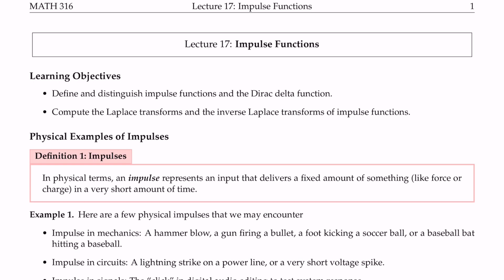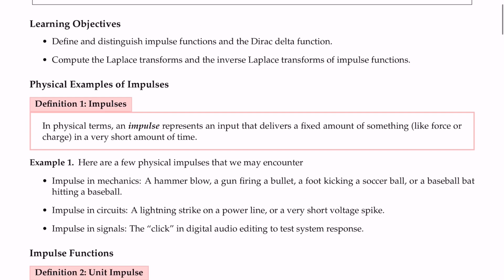Okay. So what is an impulse? In physical terms, an impulse represents an input that delivers a fixed amount of something like force or charge in a very short amount of time. That's the definition of an impulse. But where do you see this type of physical interpretation of impulse? It occurs a lot in many places.